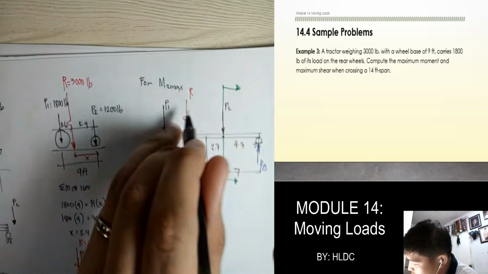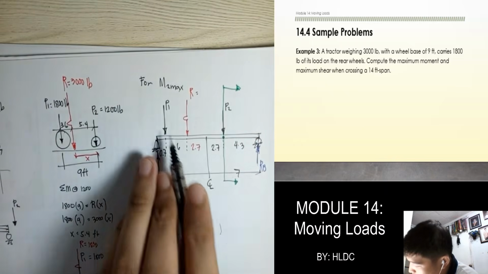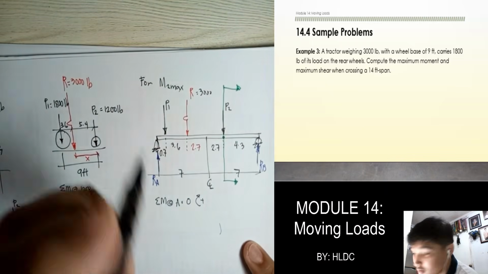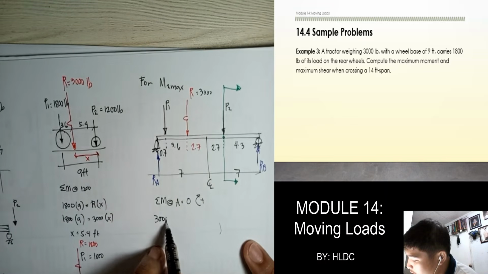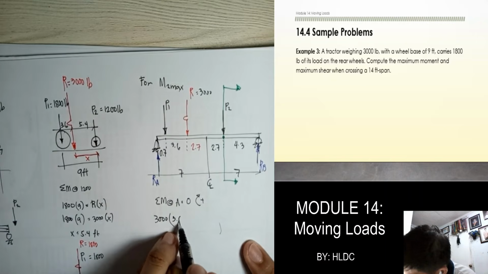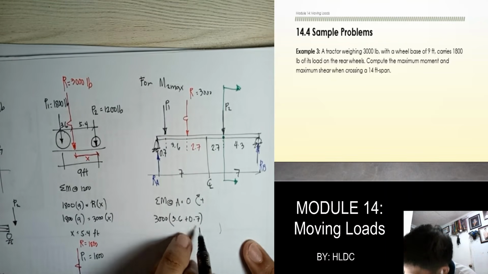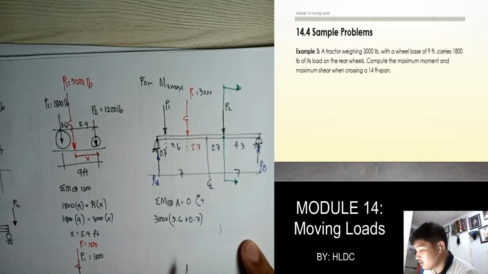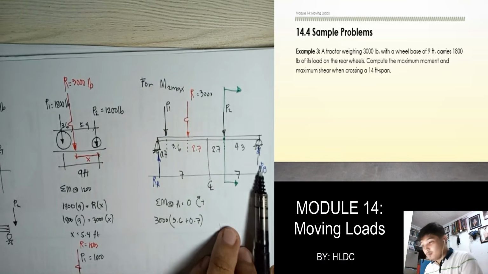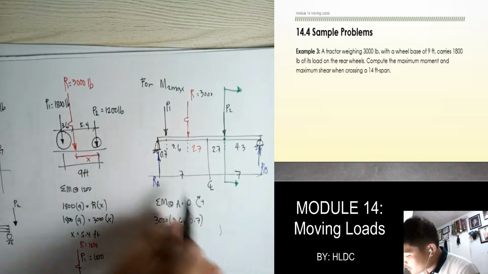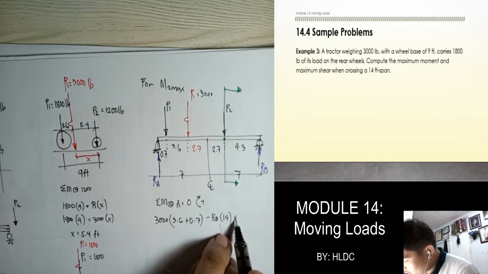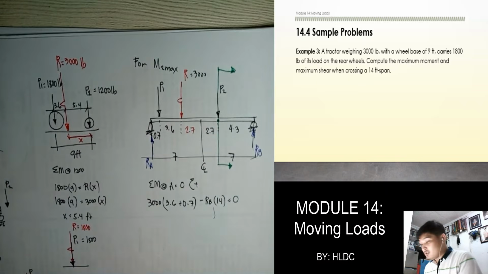So, ilan yung resultant nito, class? Dahil pasok pa silang dalawa, so therefore, ang resultant is 3,000. So, 3,000 times the moment arm, 3.6 plus 0.7. Susulat ko na lang. And then, ito, RB. So, counter sa minus RB, the moment arm is 14 is equal ngayon sa 0.